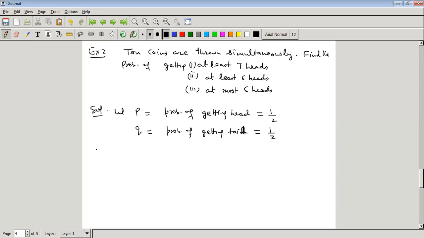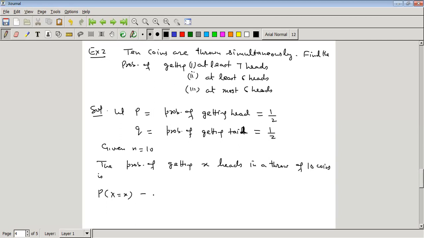Now given that n equals 10, the probability of getting x heads in a throw of 10 coins is P(X = x) = 10Cx into (1/2) to the power x into (1/2) to the power 10 minus x, if we have x heads. Here x equals 0, 1, 2, 3, up to 10.